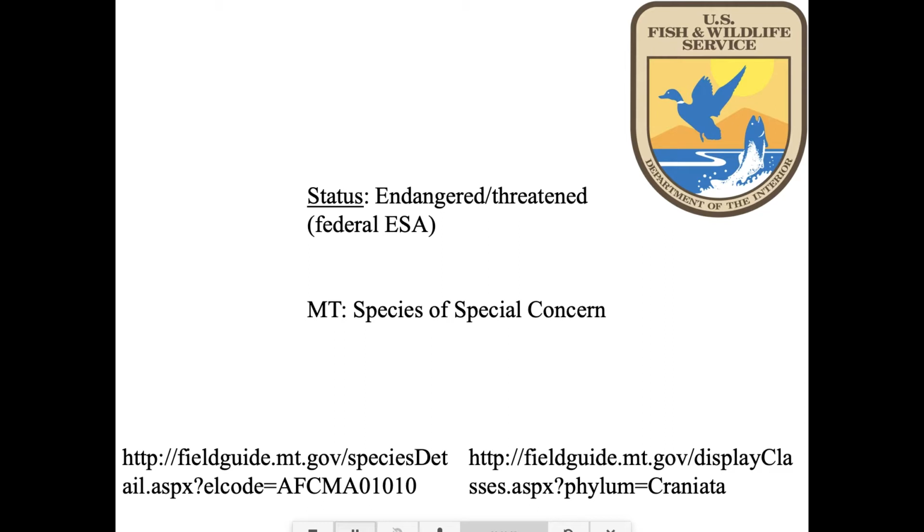Your Montana Fishes app, which we are hoping that you use throughout this course, is a great guide to determine whether the species is endangered, threatened, of special concern, or even native and non-native.